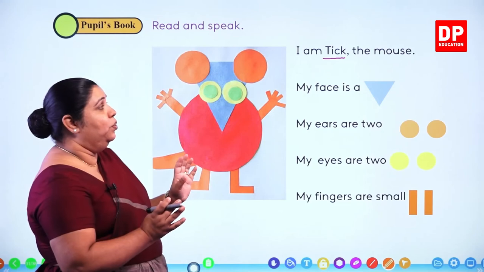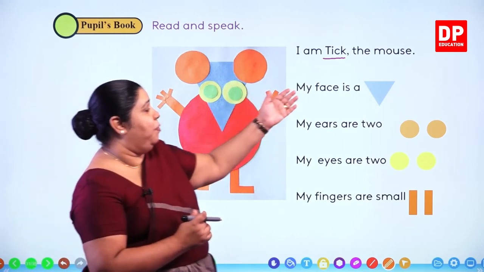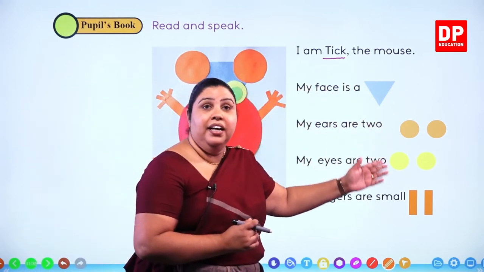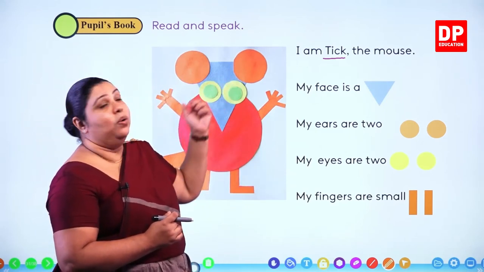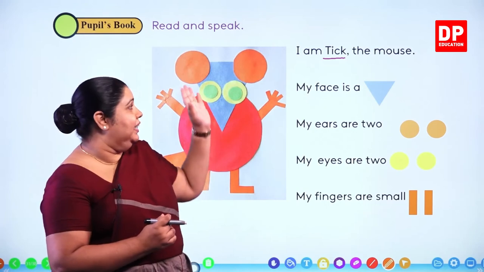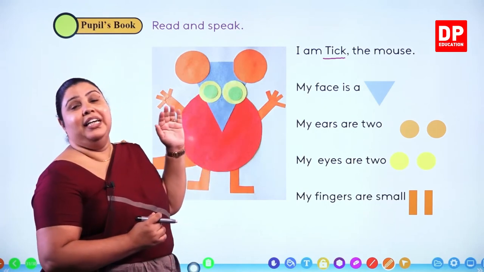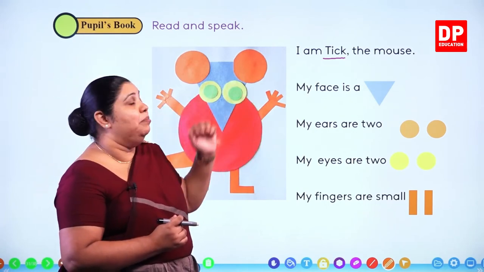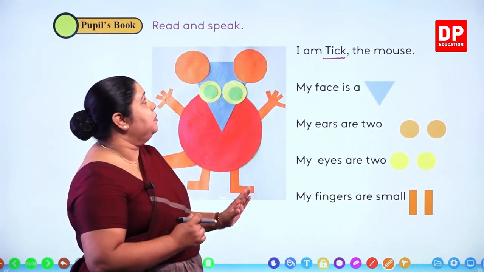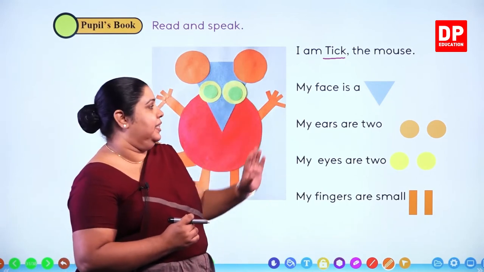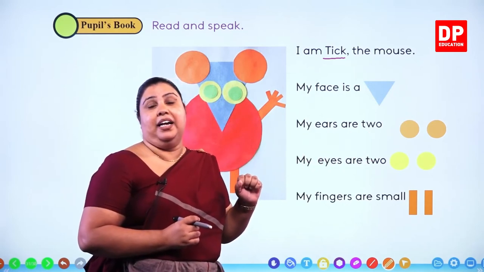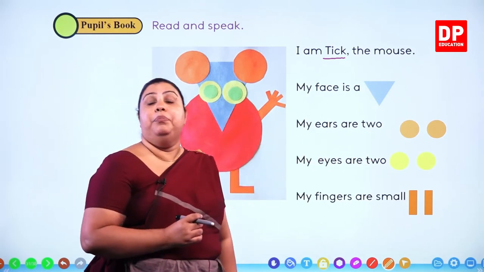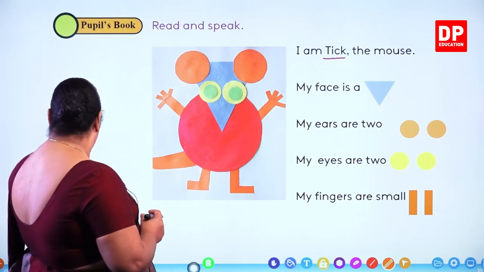So they have used different shapes. The shape of a triangle, circle, rectangle. And they have made this little mouse whose name is Tick. What is the name of this little fellow? It is a mouse and the name is Tick. So you can speak, you can read these sentences, speak about the different shapes that are given here, and you can do a beautiful activity like this.